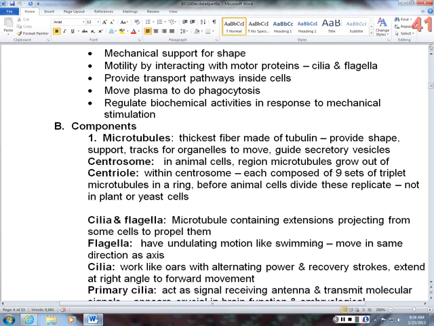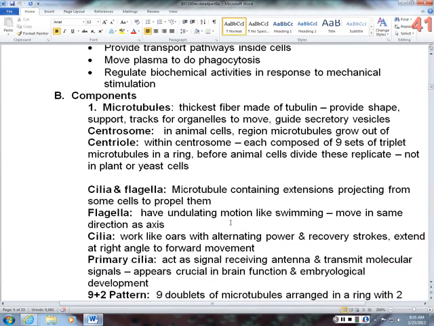So your cilia and flagella, these are going to be microtubule containing extensions that project from some cells to propel them. Cilia will tend to be more of a hair-like structure all the way around it. Flagella are going to be more of a whip-like tail. Your classic example of flagella is sperm, and it moves in an undulating motion for swimming in there. It's moving the same direction as its axis. So when you look at the sperm, the axis is this way. The sperm should go that way.